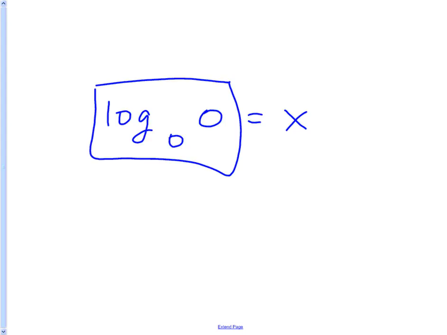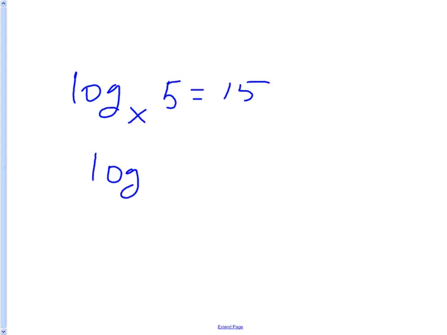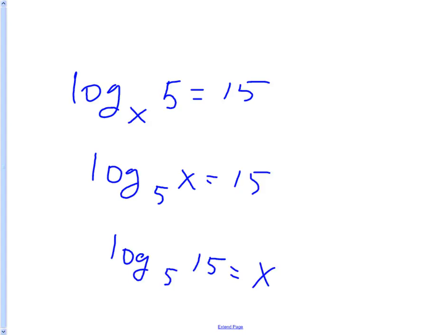All right. Next thing. There's 3 places you can hide the x. Log base x of 5 equals 15, or log base 5 of x equals 15, or log base 5 of 15 equals x. Those are the 3 spots x can be. Let's just go over really quick how to solve each one. And I would just put each one of them into the circle of life, and then one of them may or may not work in that.